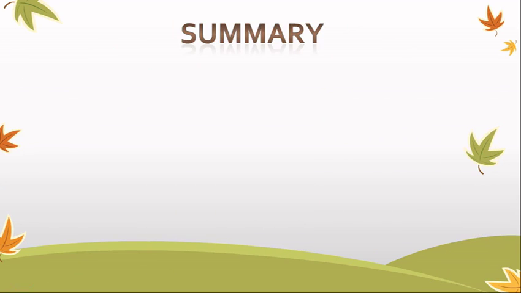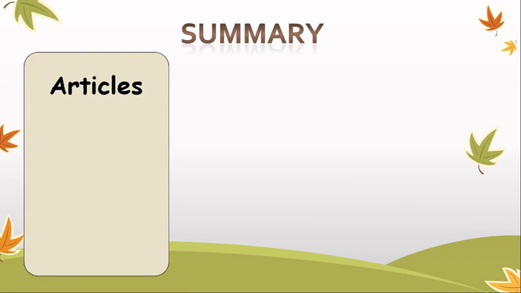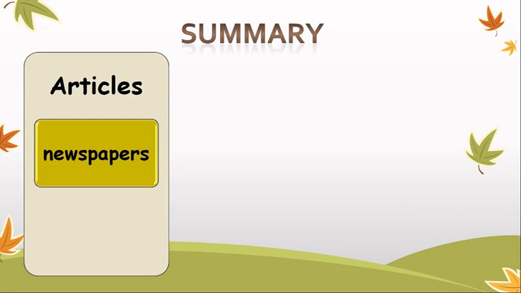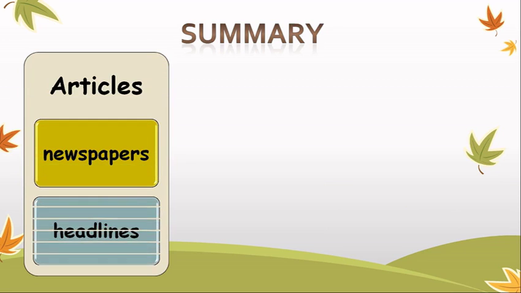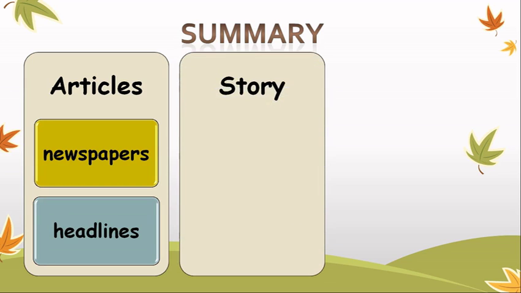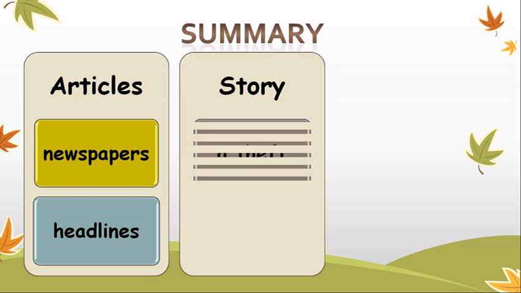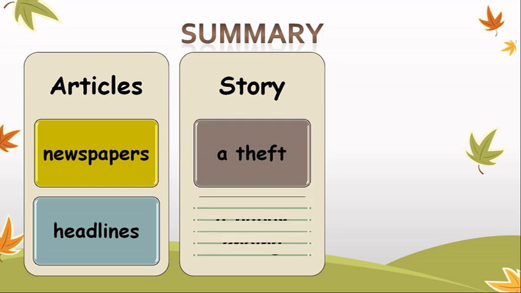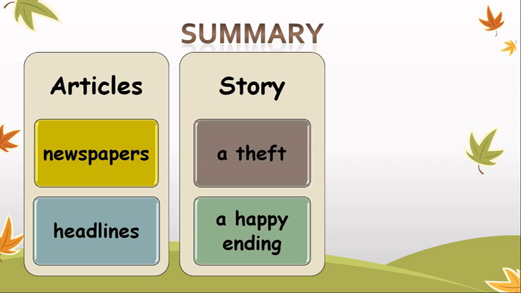Before we go, let's summarize what we have talked about in this lesson. In this lesson, we looked at articles. Articles can be found in newspapers. Every article should have a headline. Headlines don't follow the normal capitalization or normal way of writing. We also read a story. Our story, or the main topic of our story, was about a theft. And our story had a happy ending.